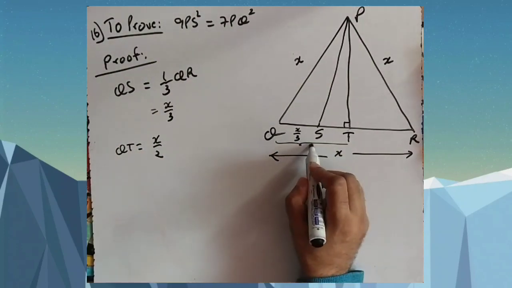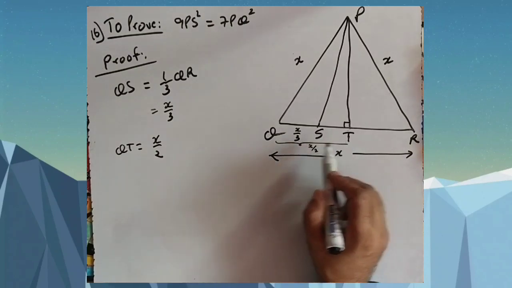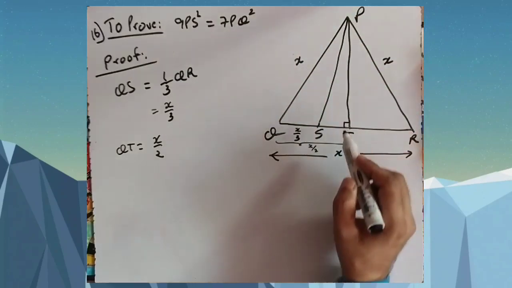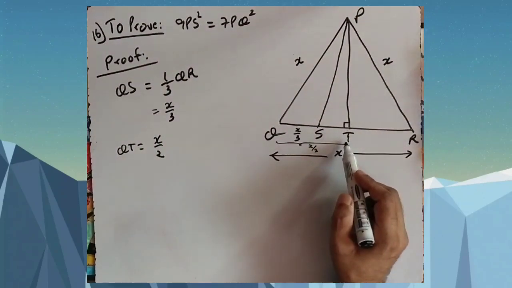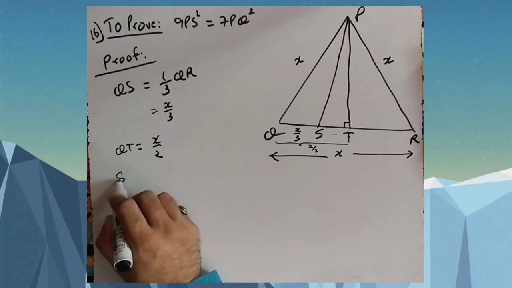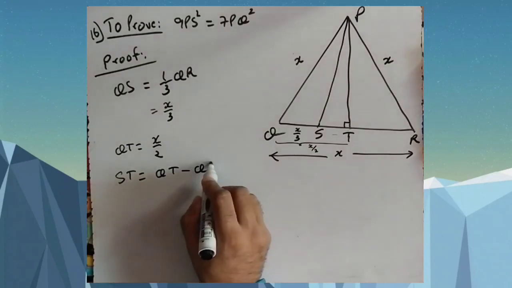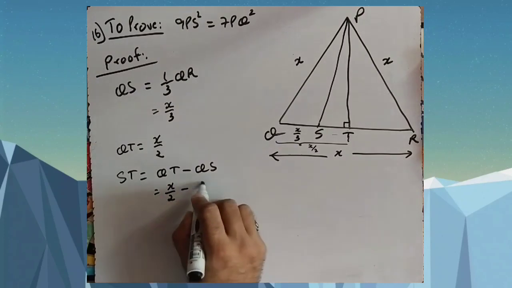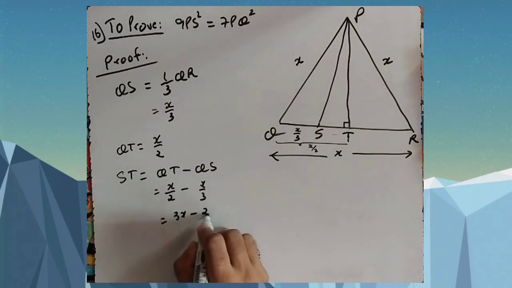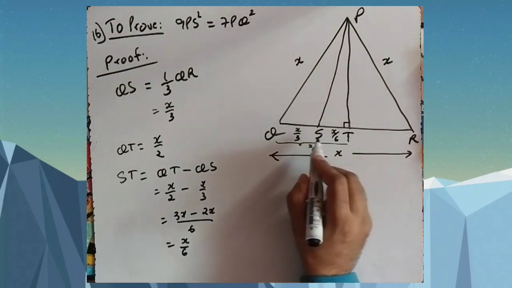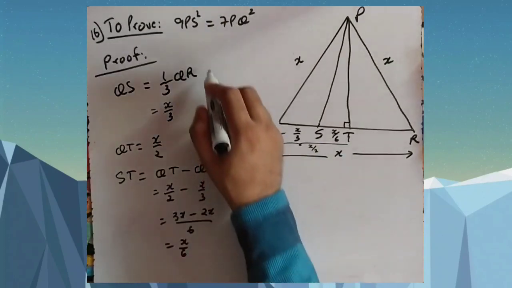QT will become x upon 2 because T is the midpoint of QR, because the perpendicular from the vertex to the opposite side bisects the opposite side in an equilateral triangle. Now let us find out ST. ST is equal to QT minus QS. ST is equal to x upon 2 minus x upon 3. Cross multiplication will give us ST as x upon 6.